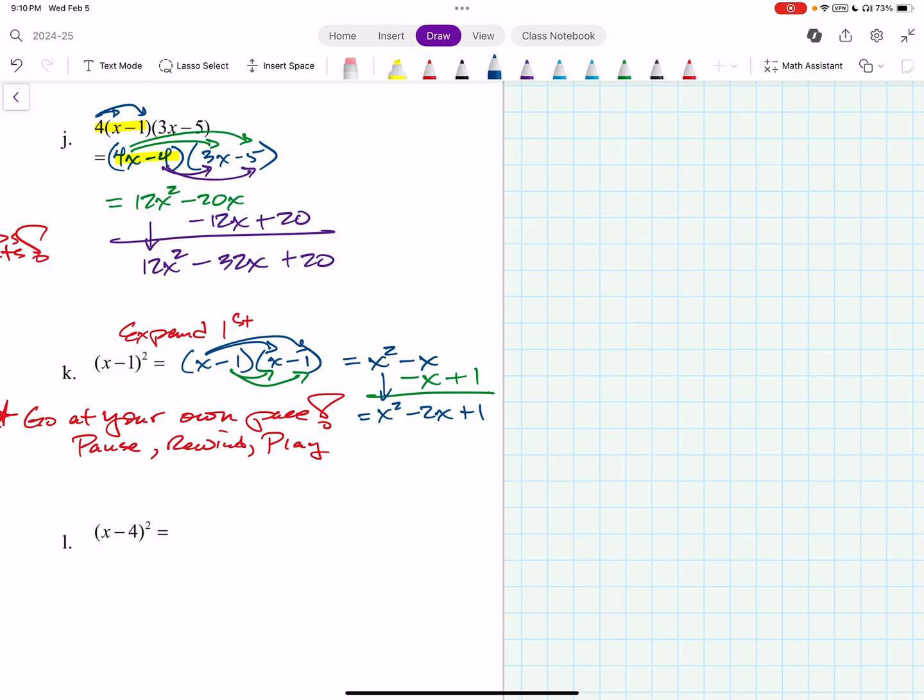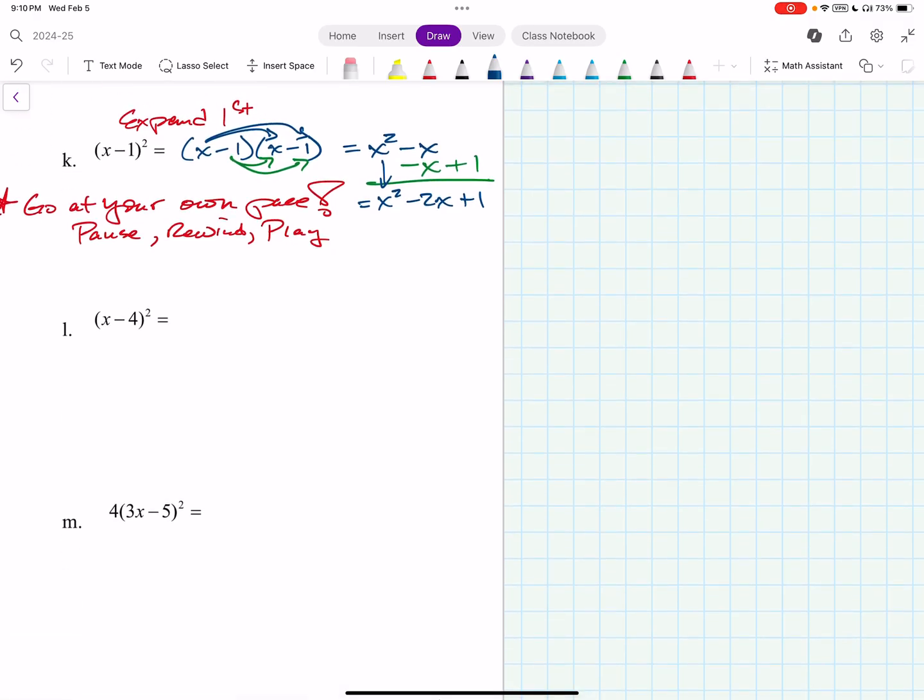So try this right here. When you square the binomial x minus 4, it's done in a similar way. So pause the video, give it a shot, and see how it goes. All right, so let's check your work here. So we're going to expand it first. Oops, going to expand it.